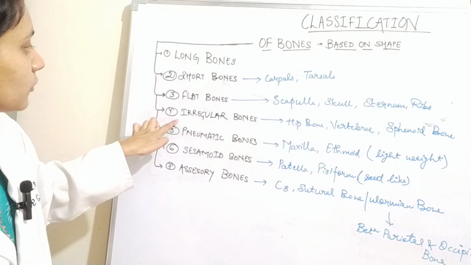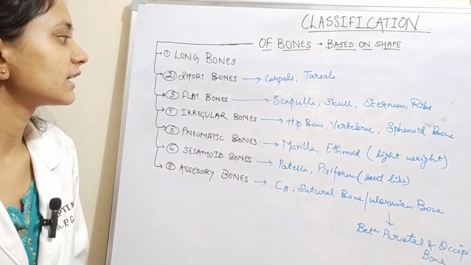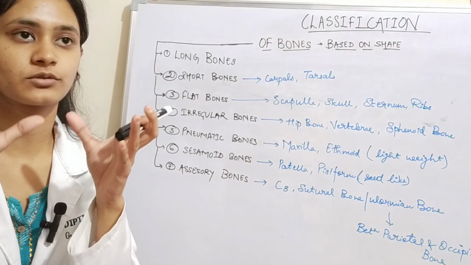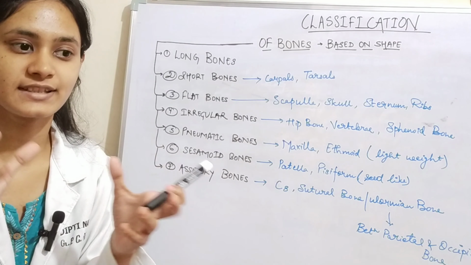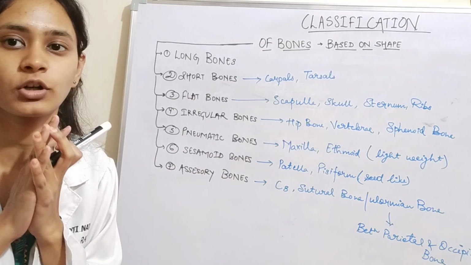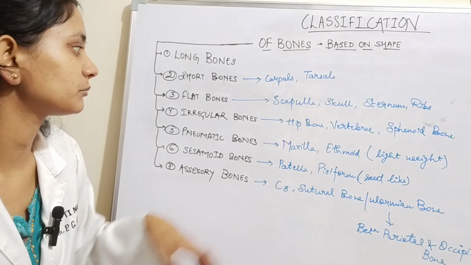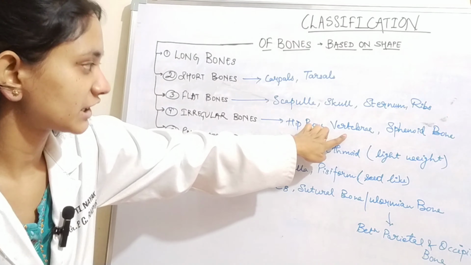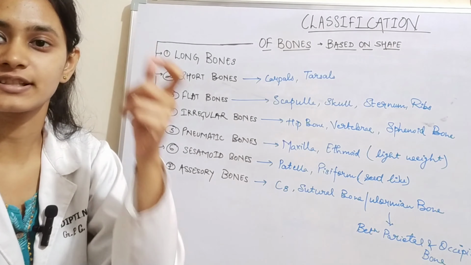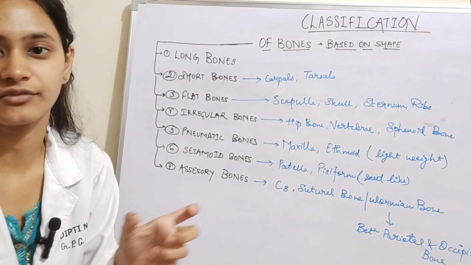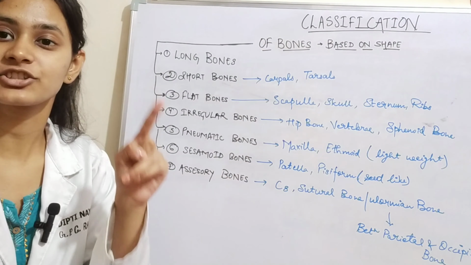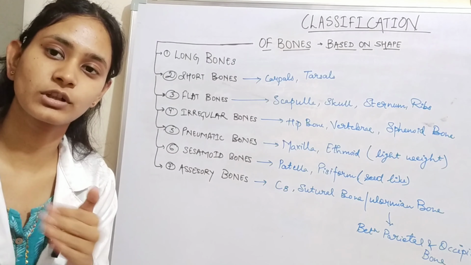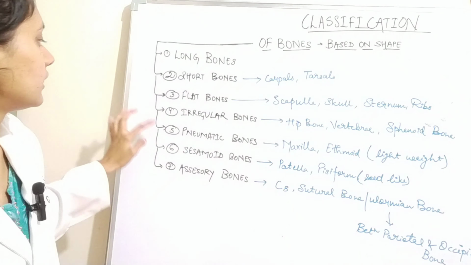Also, we have the fourth type, that is irregular bones. Irregular bone is your hip bone. If you see the hip bone image, when we discuss the hip bone, you can see it is a very irregular shape. It cannot be classified under any shape. Also, we have vertebra. If you see the cervical vertebra, it cannot be classified under any shape. Sphenoid bone is a butterfly-shaped kind of bone, so it also comes under irregular bones.